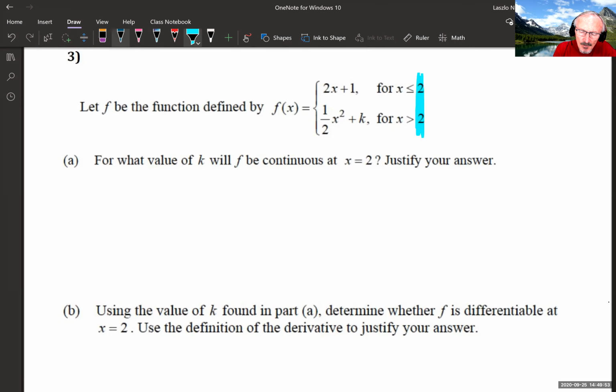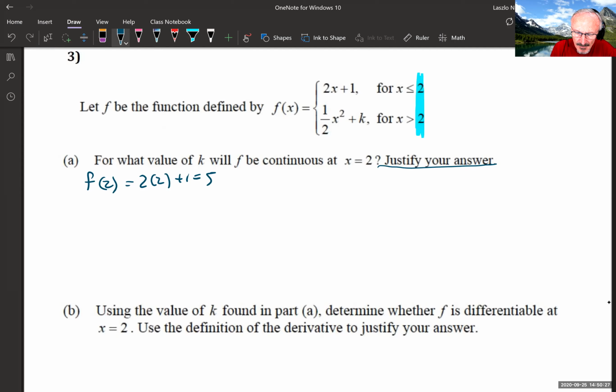Part A, we are responsible for, let's see, what value of k will f be continuous at x equals 2? The justify your answer requires that we use proper mathematical notation and communicate clearly. So the definition at a point for a function in calculus requires that we identify the value of the function. F of 2 is equal to 2 times 2 plus 1, and hence we have 5.